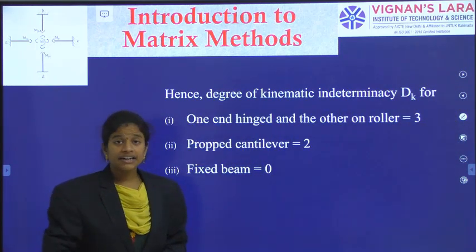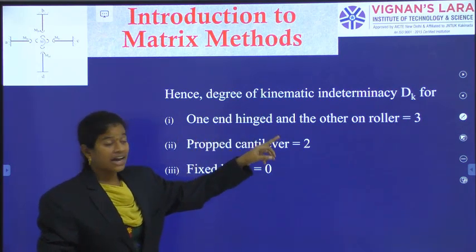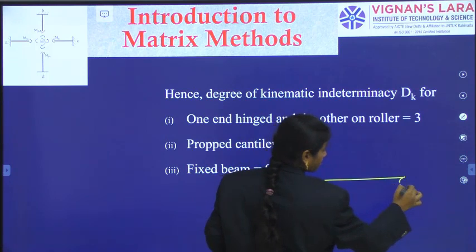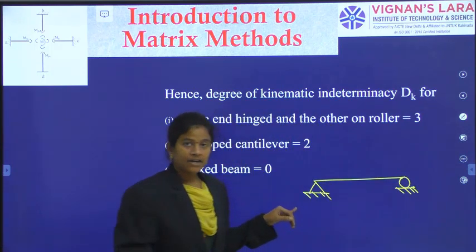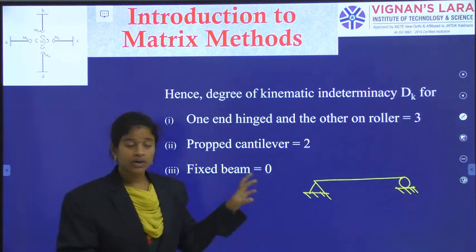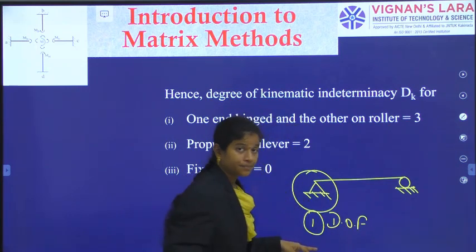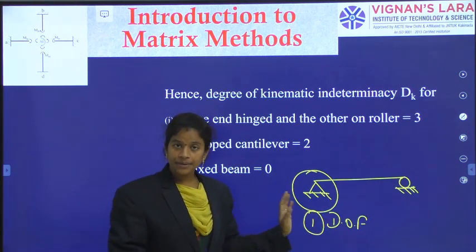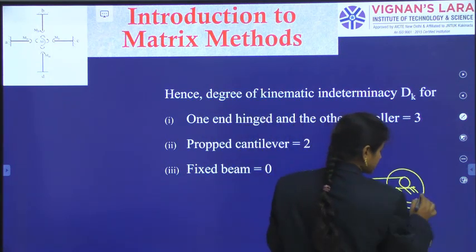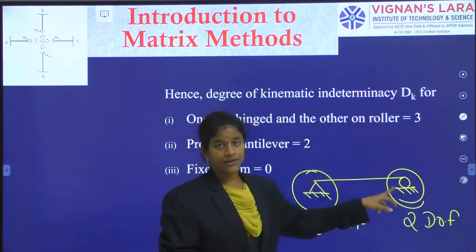The degree of kinematic indeterminacy, capital D suffix K, we will write it as D_K, for one end hinge and the other end roller. What is the degree of freedom? Here, unknowns are 2, but the degree of freedom, it can give rotation. What are the degrees of freedom here? Here the degrees of freedom are 2, with one end hinge and the other end roller.